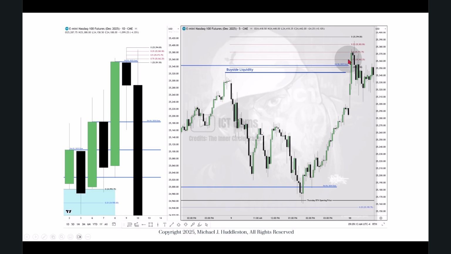Looking at it, the bodies are stopping right at consequent encroachment right here. And we're above buy side on this swing high here. Deep retracement. It trades down into what I tell you? Thursday's regular trading hours opening price. So that was the high of the opening range gap on Thursday, October 2nd.